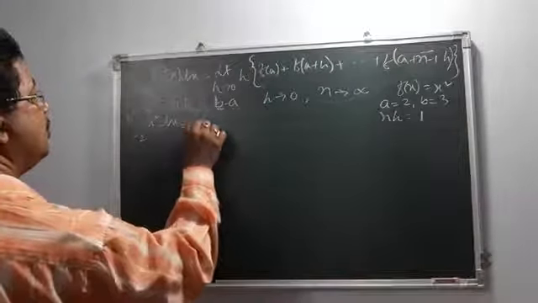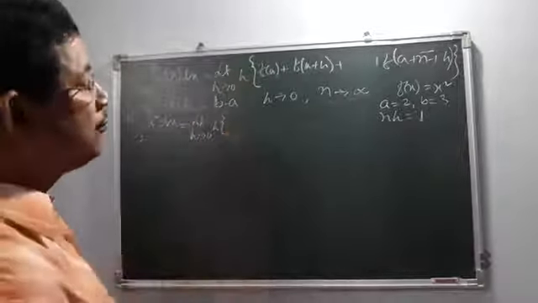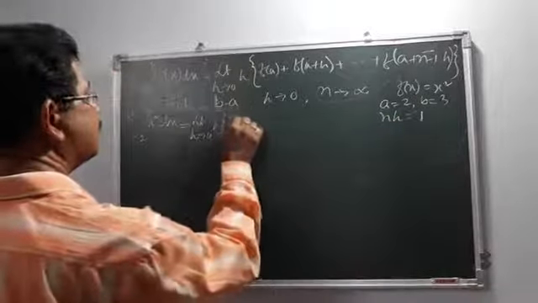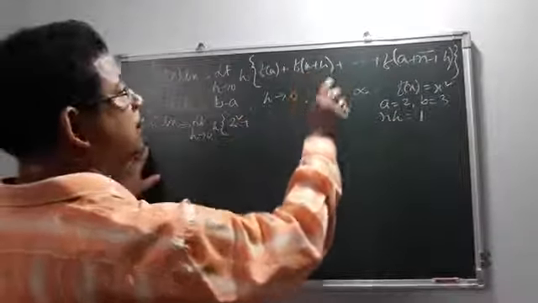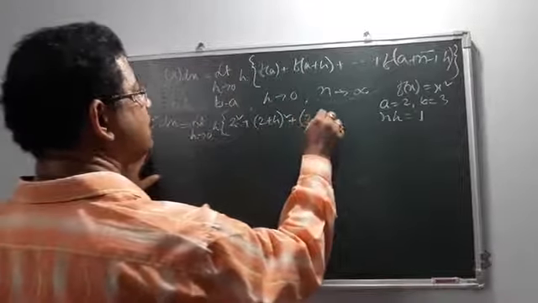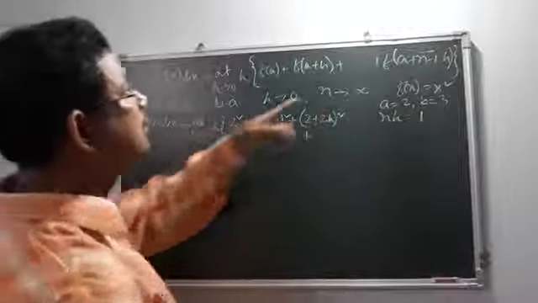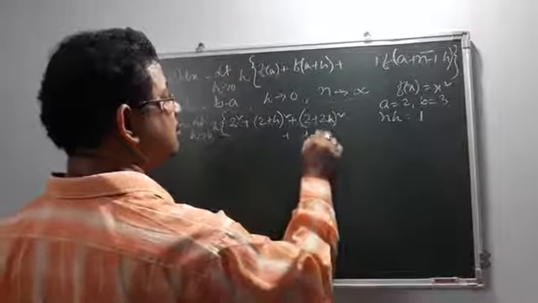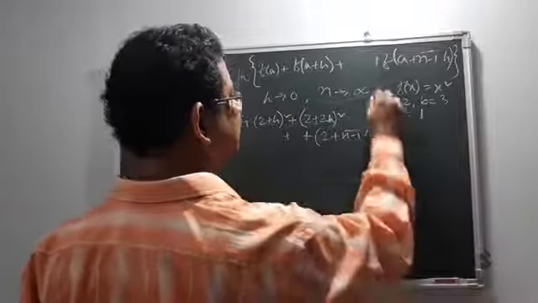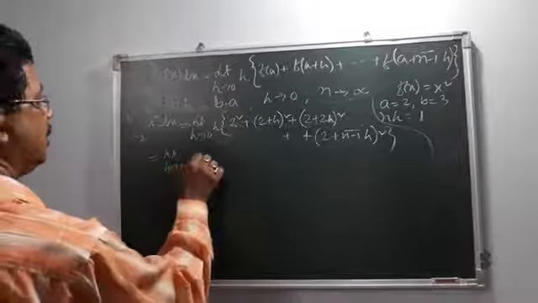So we can write limit h tends to 0, h times f(a), that is f(2). F(2), if we put, it is 2 square. Then if we put here 2 plus h, whole thing square. Then 2 plus twice h, whole thing square. In this way, finally, f of 2 plus (n minus 1)h, then it is 2 plus (n minus 1)h, whole thing square. Then limit h tends to 0, h.